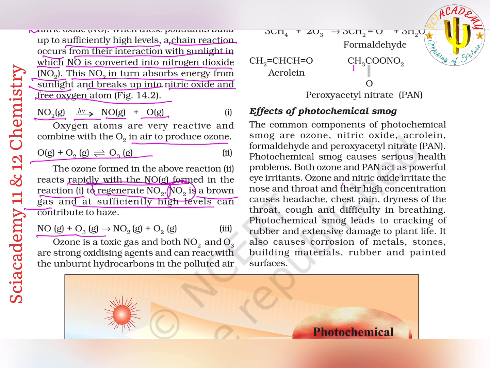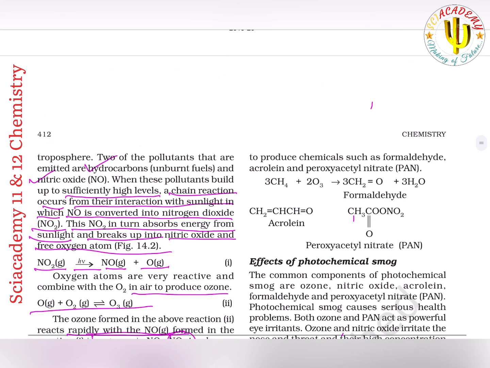Nitric oxide and ozone react together to give nitrogen dioxide gas plus O2 gas. Ozone is a toxic gas and both NO2 and O3 are strong oxidizing agents and can react with the unburnt hydrocarbons in the polluted air to produce chemicals such as formaldehyde, acrolein, and peroxyacetyl nitrate (PAN).